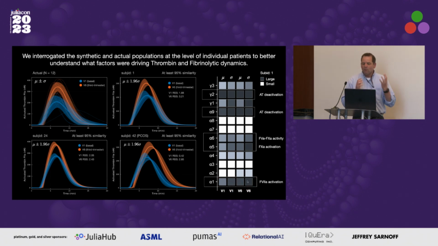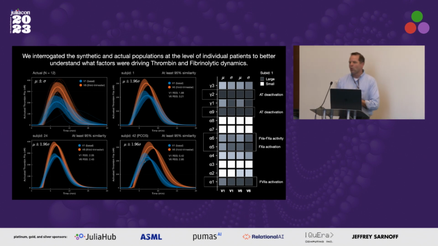So we can, for example, figure out what's making subject 1 work versus subject 42, because subject 42 has a particular abnormality, PCOS, which will give them about a 15-fold increase in their likelihood to miscarry.